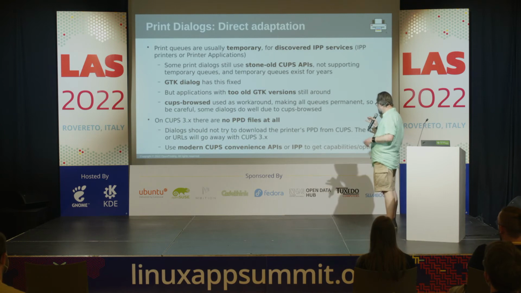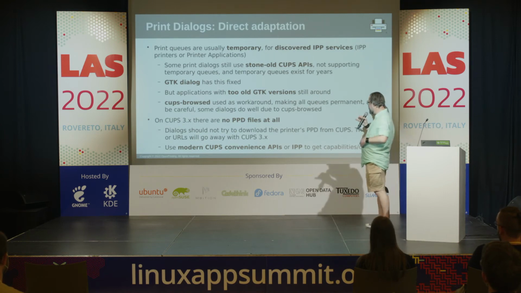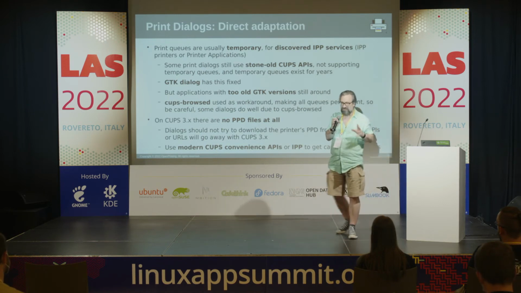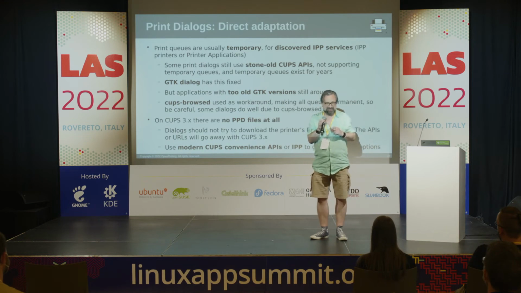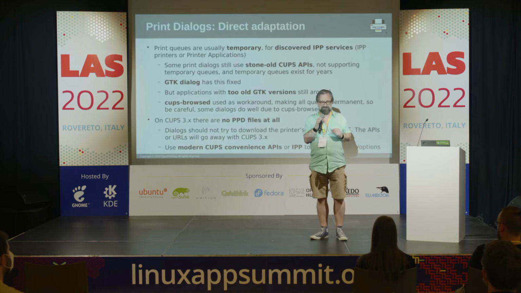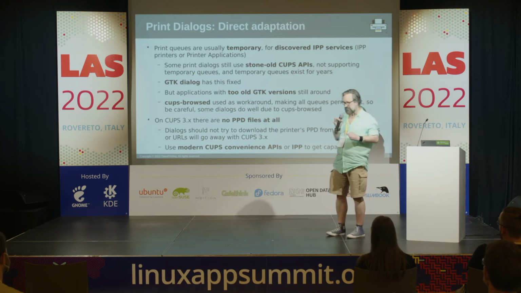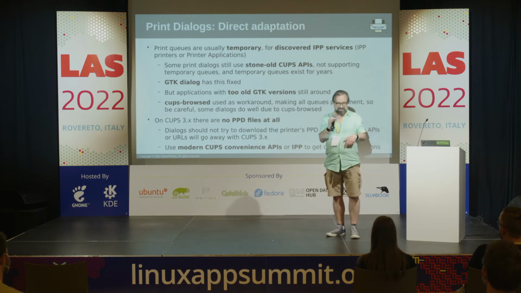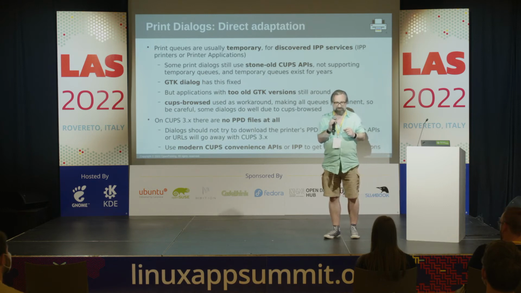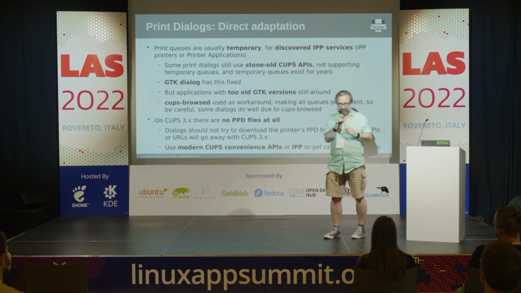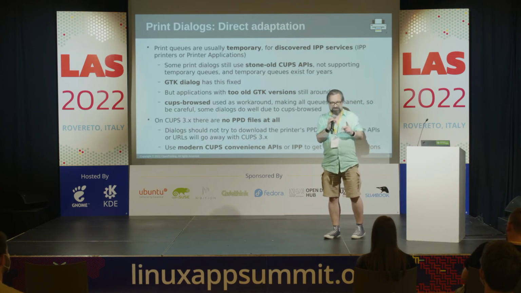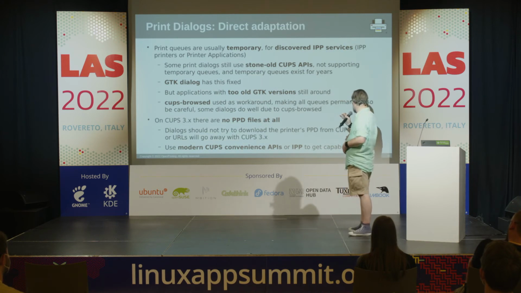And another point is, on CUPS 3.x, there are no PPD files at all. If you have the current CUPS 2.x, even if it's in a snap, you can, with some API, download the PPD file from CUPS. This is not possible anymore in CUPS 3.x, because it simply does not support PPD files anymore. So in this point, the print dialog also has to be checked that it does not try to download the PPD file of the print queue from CUPS, because this is not possible anymore.